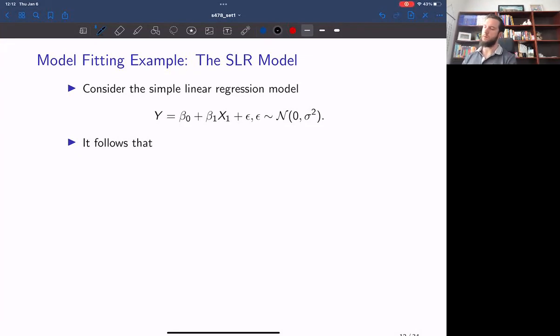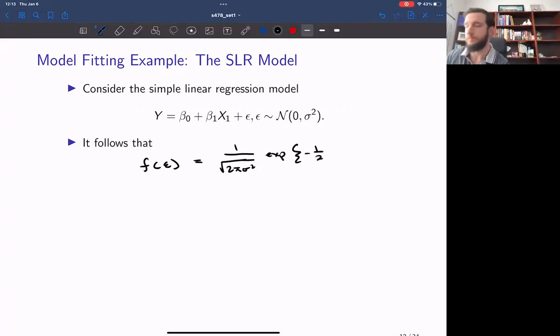That being said, if we were to take the MLE approach, it starts from the fact that the epsilon term is normally distributed, right? So we have the error term here is normally distributed with mean 0, variance sigma squared. So that means that f of epsilon, the density of epsilon, can be written as 1 over the square root of 2 pi sigma squared multiplied by the exponent, negative 1 over 2.